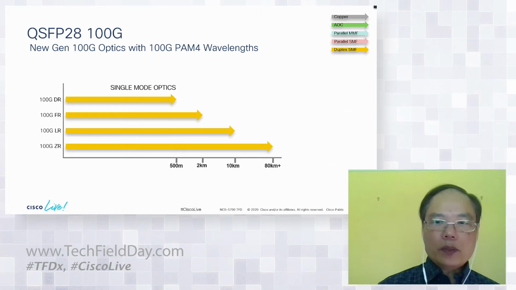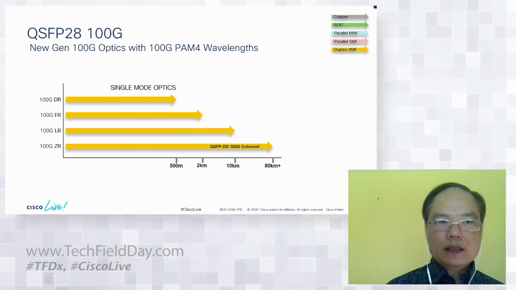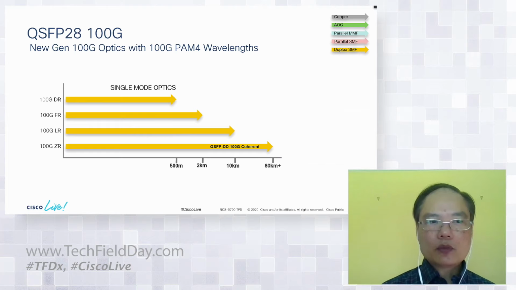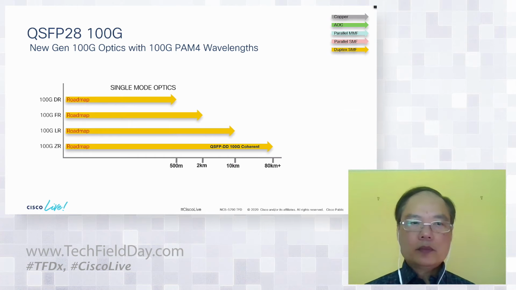And for 80 kilometers and beyond, we will require another category of 100 gig ZR coherent optics, which are usually in QSFP-DD form factor instead of QSFP28, because we need higher power consumption for these coherent optics. All of these optics are still on the roadmap.